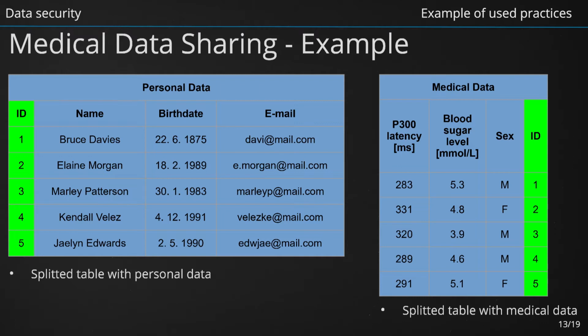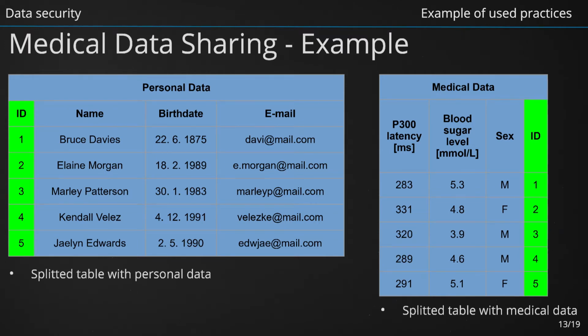davi@mail.com. The second table contains just the medical data that identify the measured subject, so we will call it the medical data table. It has to include the same ID, 1, as in the personal data table, because we have hidden the personal information of this participant under this pseudonym.